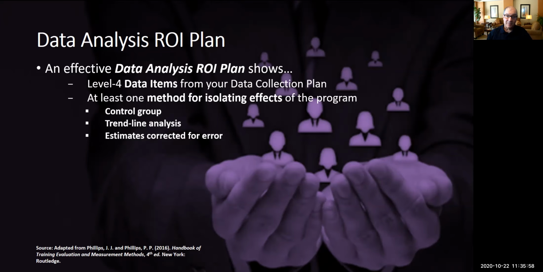And then, estimates corrected for error. Those usually come from the participants or the supervisors of participants, and you always want to do them corrected for error. There's a very simple way to do that. Just ask them first how much of the improvement was caused by the intervention, and then follow that up with a second question: how confident are you in your estimate? You do that for everybody that you're including in that group to help with the estimate. You average them all out, and it'll give you a number that you can work with.